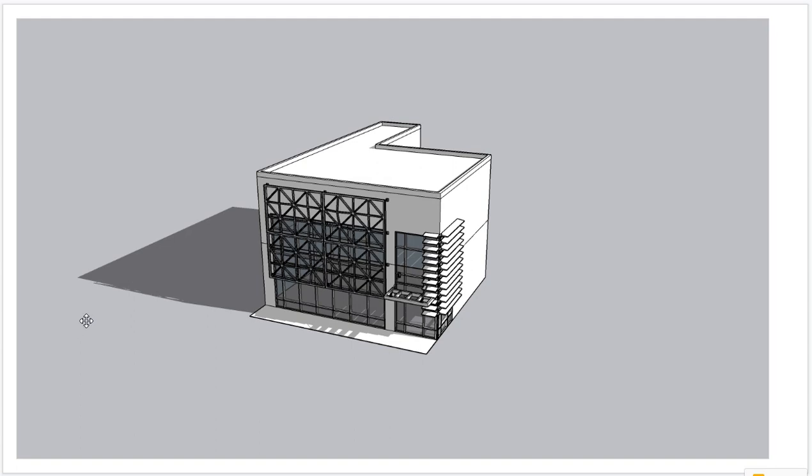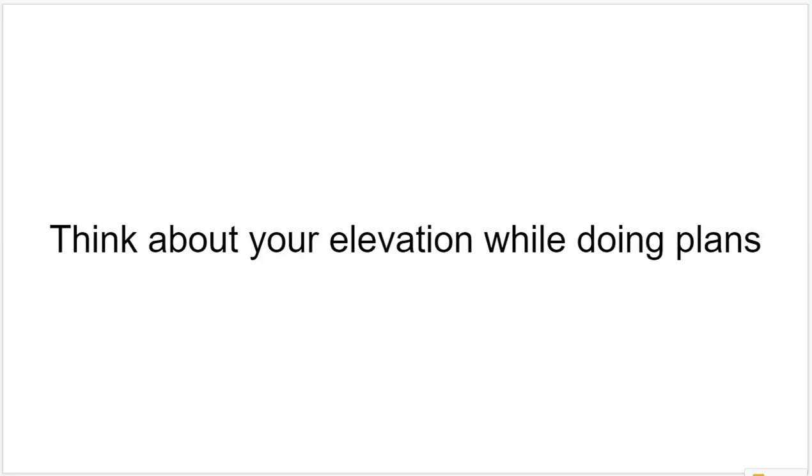But yeah, so if you are doing a floor plan, you got to think of the elevation. How do you want the building to look? You want a sloping roof, you want a flat roof, you want some glass, you want some character. So that's what you have to be doing while you're doing the floor plan. You have to think about your elevations while you're doing your floor plans, okay?